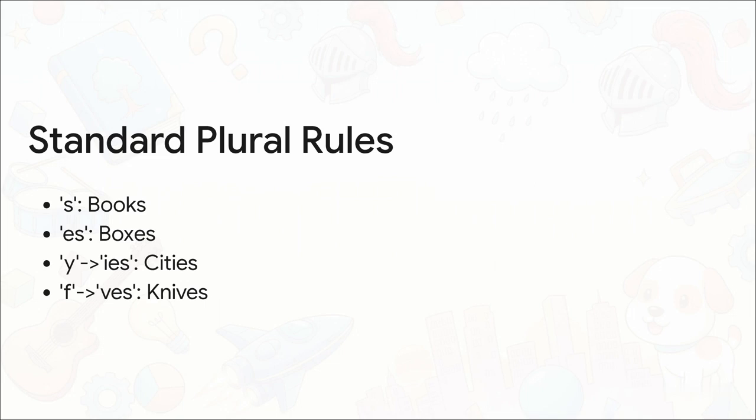Yeah, it's super awkward. And watch out for the special rules. A consonant plus Y turns into IES, like babies, and words ending in F, like shelf, completely transform the F into a VES, giving us shelves.